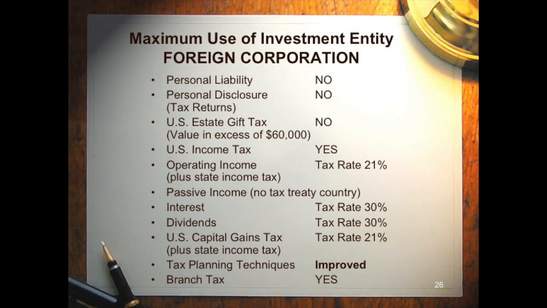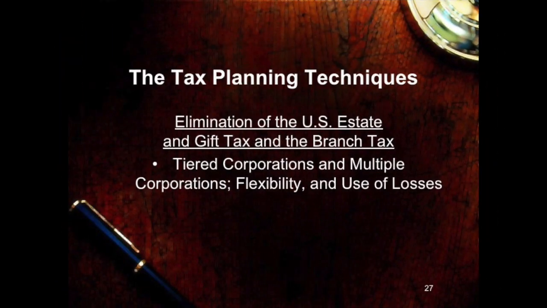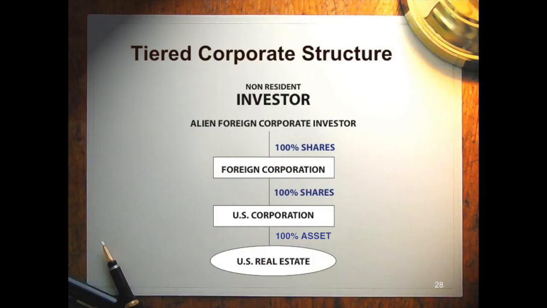The maximum way of tax planning is the tiered entity. When we talk about the tiered entity, we're talking about a chart that looks like page 28. A non-resident investor will form a foreign corporation, typically in a jurisdiction that has very little taxes. The foreign corporation will then organize a United States corporation and own 100% of the shares of the U.S. corporation. And the U.S. corporation will own 100% of the U.S. real estate asset. Now, what is this doing for us?